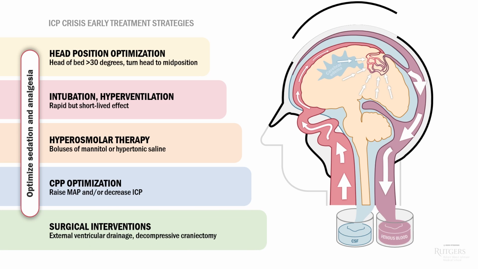When all else fails, decompressive craniectomy, a procedure that involves removal of a piece of the skull, allows for more room for intracranial contents. Essentially, decompressive hemicraniectomy circumvents the Monro-Kellie doctrine. The skull is no longer a closed box.